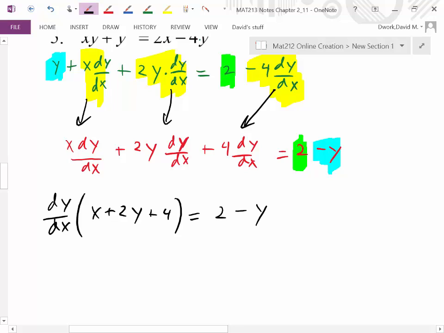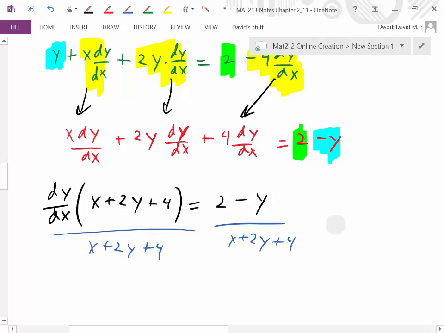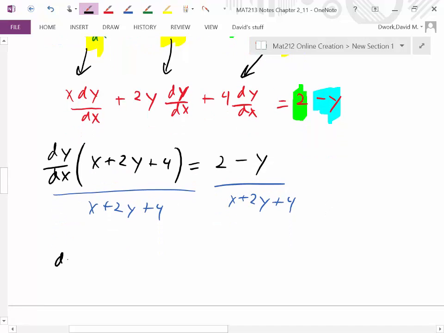And why I was emphasizing before, saying no matter how ugly it gets, we don't really care. Because all we're going to do is always, every single time, factor out our dy dx, and then no matter how ugly it gets, we're just going to divide by whatever's in this parenthesis. Whatever it is, we really don't care. It's just going to be our answer. So therefore, I now know dy dx is equal to 2 minus y over x plus 2y plus 4.